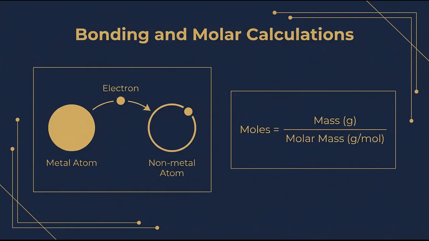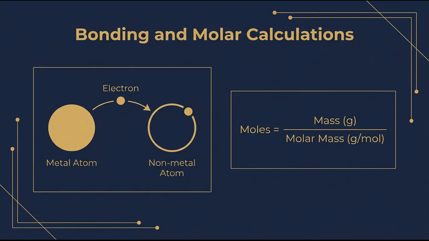Once elements bond to form compounds, you will need to calculate their relative formula mass, or Mr. For carbon dioxide, you take the relative atomic mass of carbon, which is 12, and add 2 times the atomic mass of oxygen, which is 16, giving a total of 44.